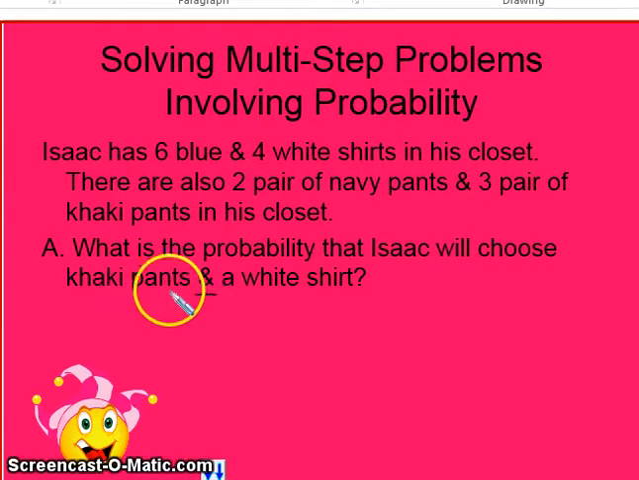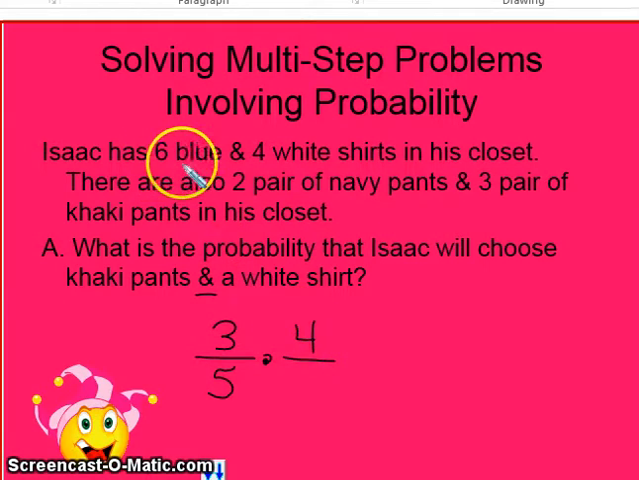Now this means we need to find the probability that he's going to choose khaki pants and multiply it by the probability that he will choose a white shirt. Since he has 3 pairs of khaki pants in his closet, out of a total of 5 pairs of pants, 3 khaki and 2 navy, the probability that he'll choose khaki pants is 3 out of 5. The probability that he'll choose a white shirt, since there are 4 white shirts, out of a total of 10 shirts, 6 blue and 4 white, is 4/10.